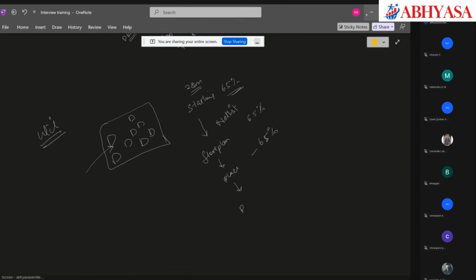At place opt stage, definitely my utilization might increase or decrease. Usually it should increase, right? Why will my utilization increase at place opt stage? I need answers, guys. You are all trained VLSI engineers, not even freshers. You are all engineers. Suppose from 65 it has jumped to 68. What would be the reason for the utilization increase from 65 to 68?